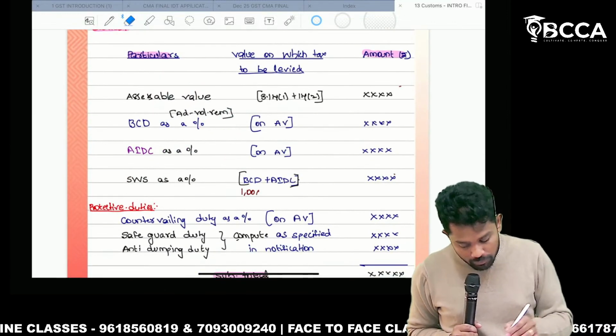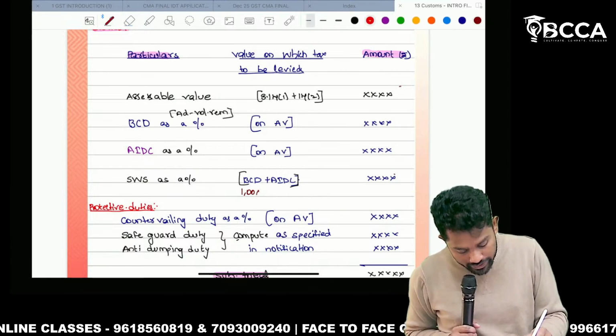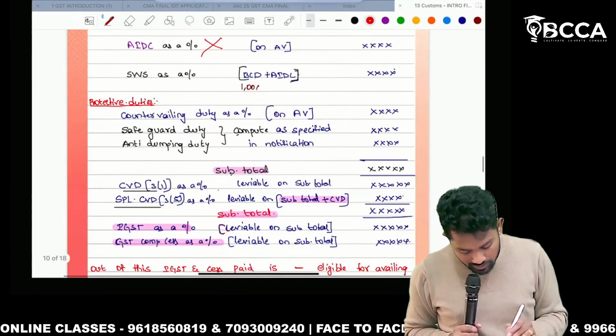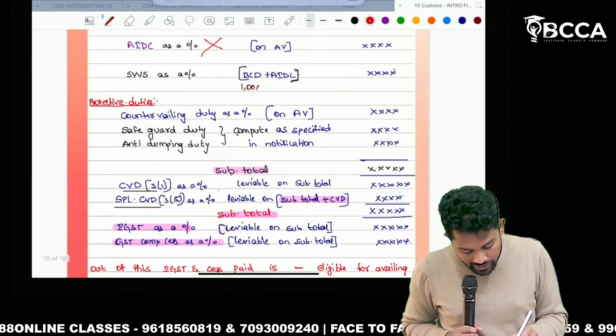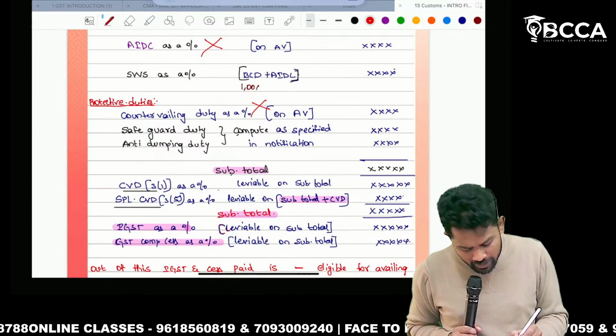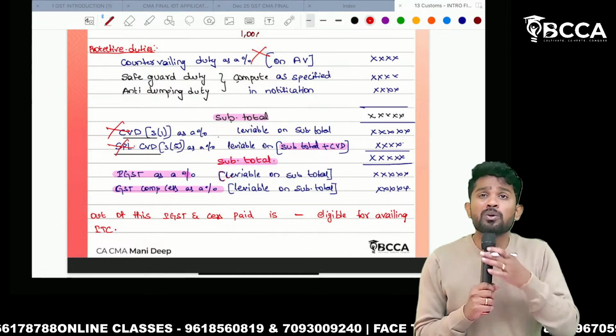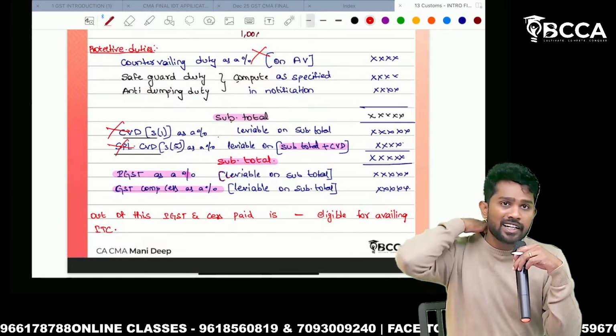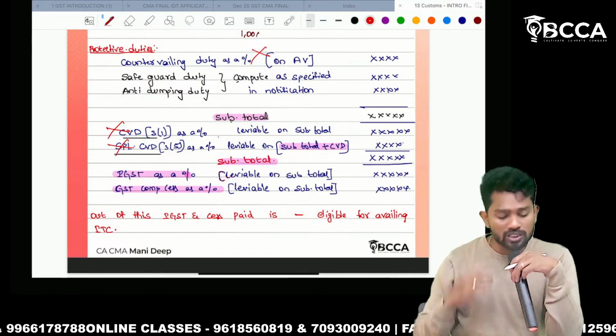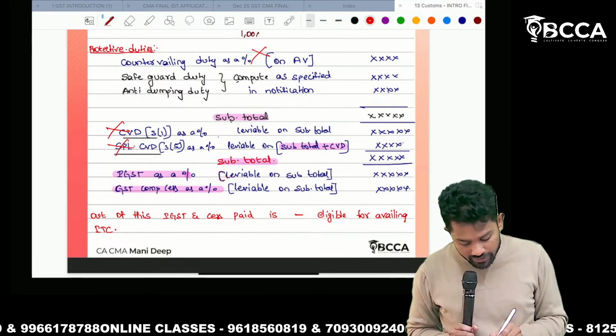AADC will not come usually, so forget about AADC. Then countervailing duty, these protective duties may come or may not. Let us remember, this CVD, special CVD, no more, because GST is there. That doesn't have much relevance, so in questions also we'll not find it. So straight away IGST and cess.